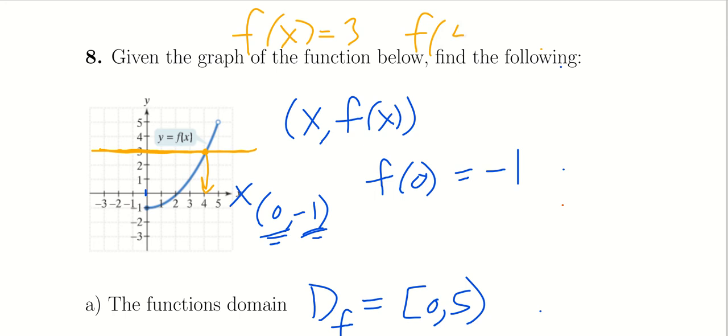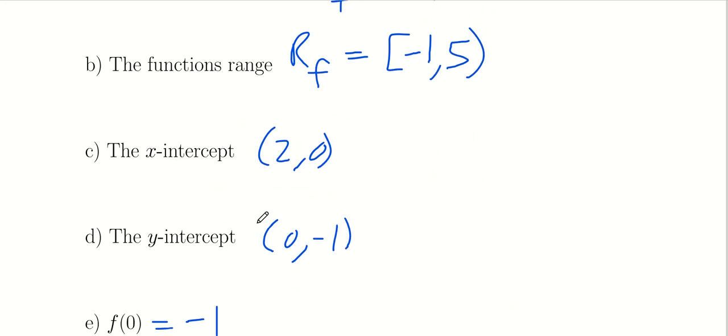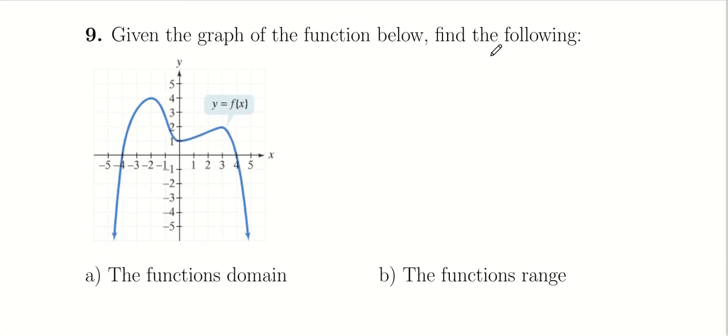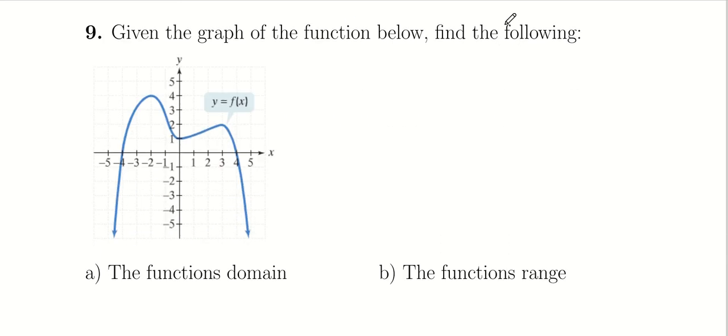So f of 4 equals +3. So for which value of x does f(x) equal 3? We found it's x equals 4. Let's take a look at the next graph.